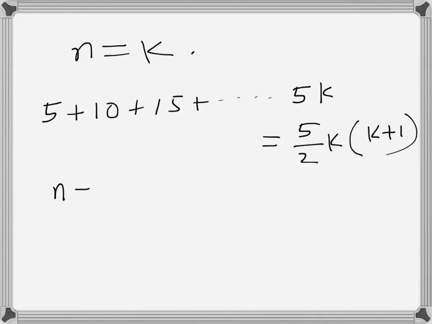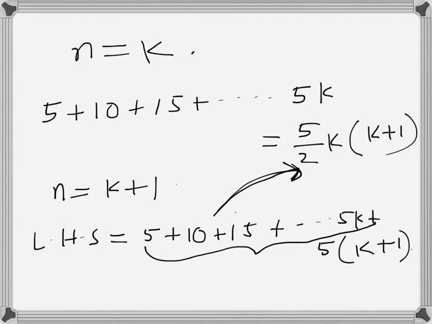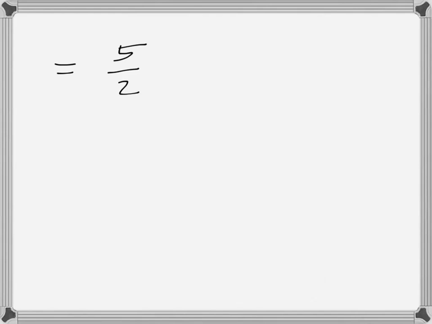Now we will see what happens when n is equal to k plus 1. First let's see what's the left hand side. So that's 5 plus 10 plus 15 plus up to 5k plus, since it's k plus 1, it will go to the next one like that. Now our assumption is that this one is equal to this one, because for n is equal to k the relationship is true. So instead of writing the series, we will write the right hand side there, 5 over 2 k times k plus 1, and then this one is 5 times k plus 1.